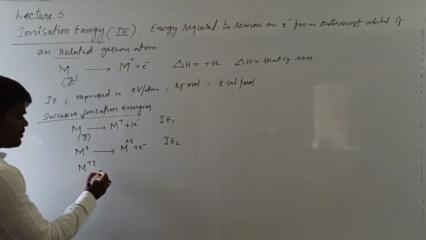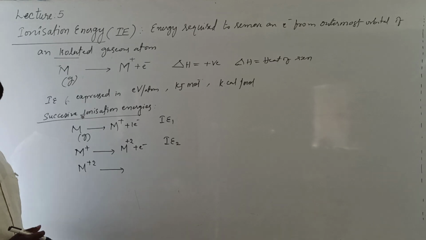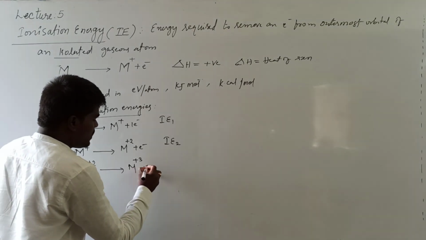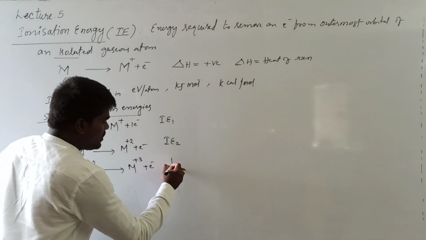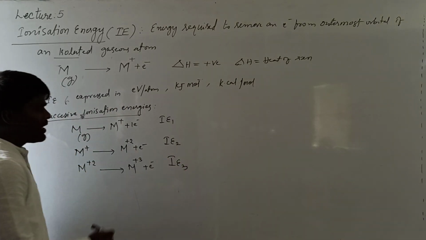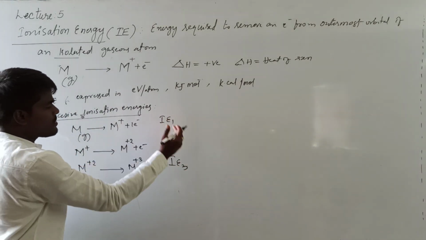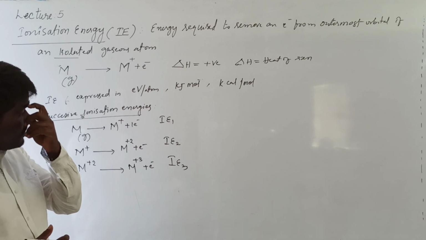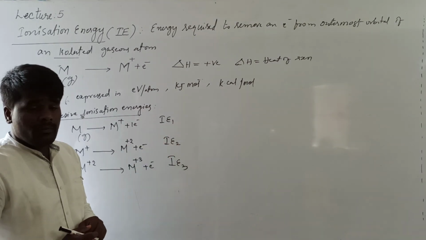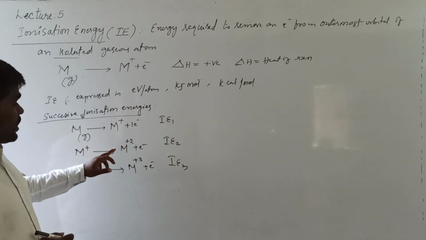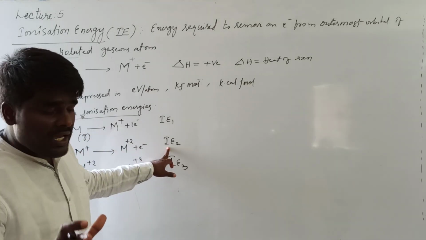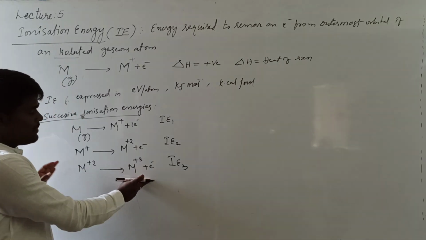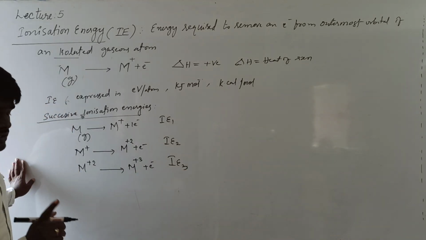From this bivalent positive ion, if you are removing one more electron, it will become a trivalent positive ion. The electron is given out. The amount of energy utilized in this process will be called ionization energy 3. These are called successive ionization energies. With respect to an element, the amount of energy utilized to remove the first electron will be called ionization energy 1. From that unipositive ion, if you are removing one more electron, the energy utilized will be called ionization energy 2. And if you are removing one more electron from this plus 2 ion to convert it to plus 3, the energy utilized will be called ionization energy 3.